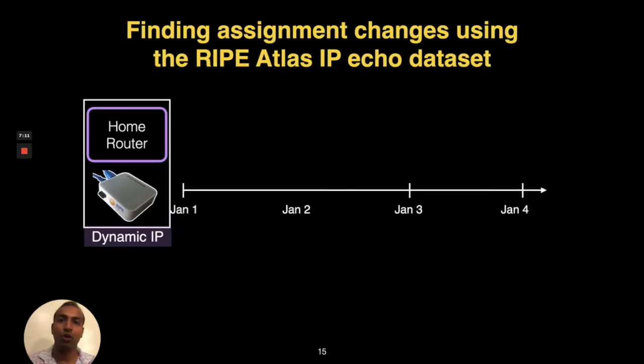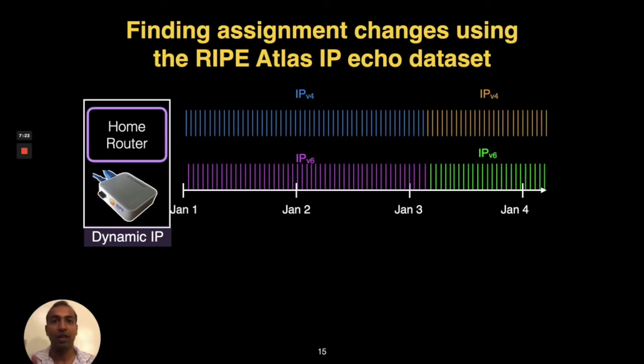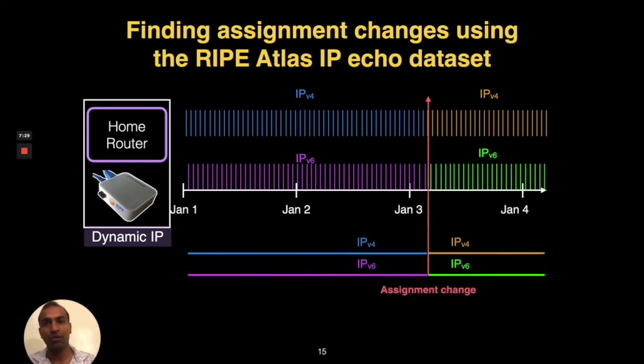In each IP echo measurement, the probe sends a packet to an echo server that allows identifying the public IPv4 and IPv6 address of the Atlas probe. These measurements are conducted every hour, thus we can see the v4 and v6 addresses over time. This allows us to detect when an assignment change occurs and allows us to measure the durations of assignments.